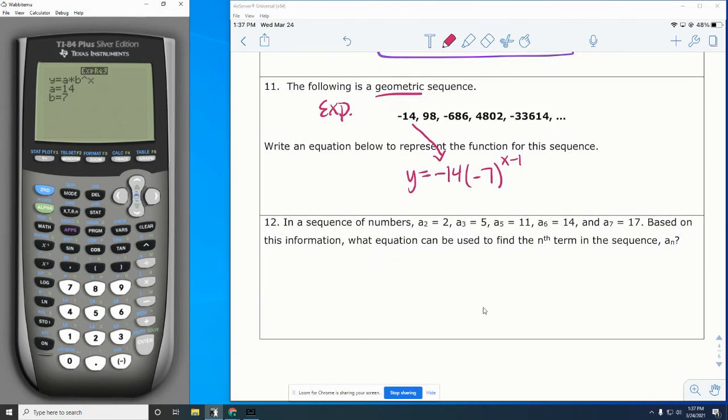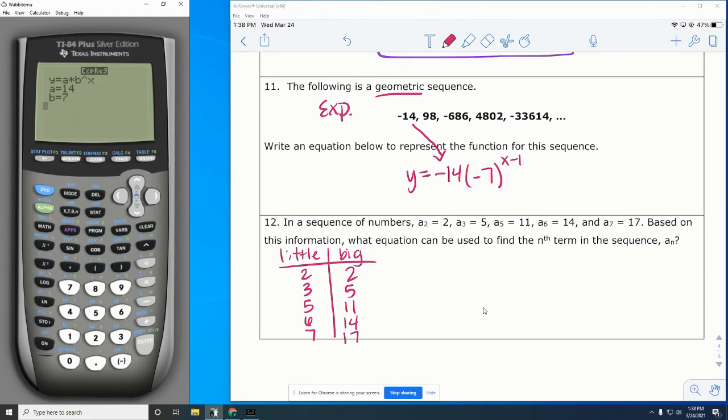Number 12, we have a sequence of numbers that are shown below. Based on this information, how can we find a to the n? So I'm going to do my table with little and big numbers. So my little number of 2, big number of 2. Little number of 3, big number is 5. Little number of 5 has a big number of 11. Little of 6 has a big of 14. And little of 7 has a big number of 17.